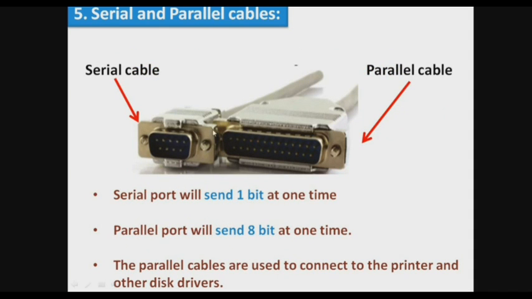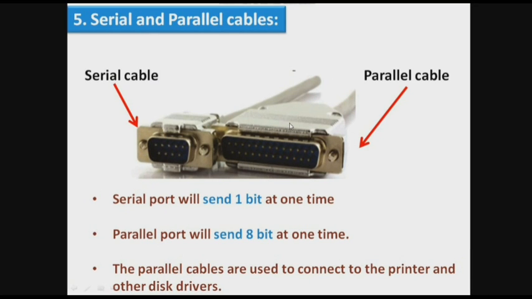So these 2 are serial cable and parallel cable. Parallel cables have pins in parallel. So now we are going to see the difference between these 2 cables. Serial port cable will send only 1 bit at a time, whereas parallel port will send 8 bits at a time. These 2 cables are especially used to connect printer, monitor and other disk drives in olden computers.